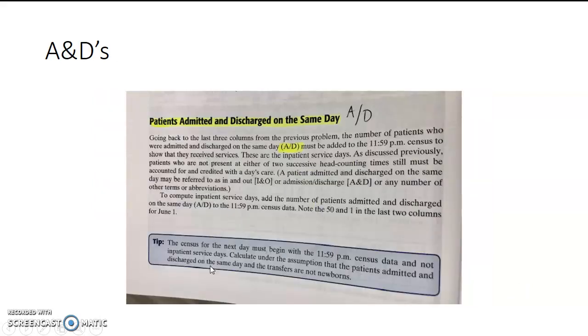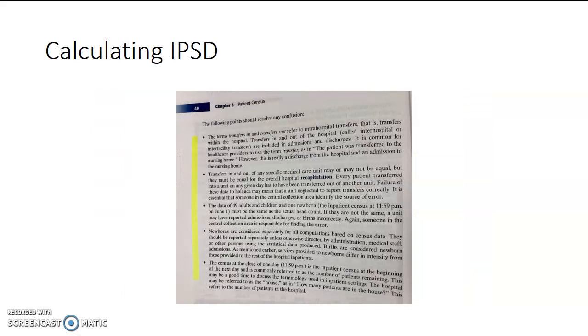Okie dokie. So I skipped ahead, so we're going to roll back over to the top of page 40, where it goes over transfers in and out again. It talks about a fancy word, recapitulation, which is big and fancy for recap, right? So you're just recapping that your transfers in and your transfers out match, that you didn't lose a patient somewhere along the way. And so then the next to last bullet says newborns are considered separately for all computations.